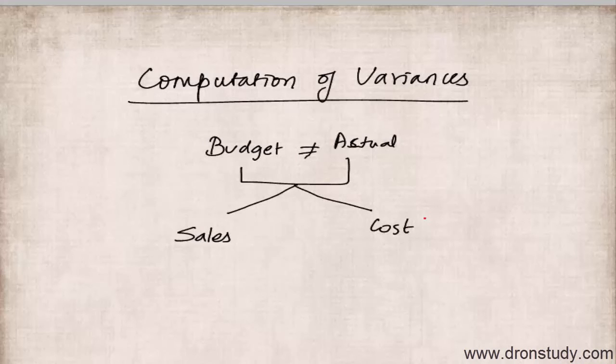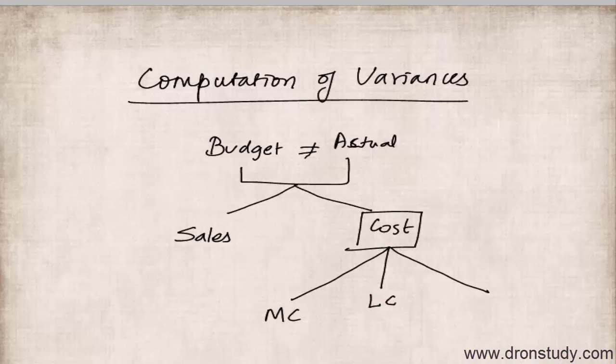So in this session, we are going to focus more on cost variances. And why can there be cost variances? It may be because of three reasons. Number one, there is a variance in material cost. Number two, there is a variance in labor cost. And number three, there is a variance in overhead cost. So if there is going to be variance in material, labor and overhead cost, obviously there will be cost variance.